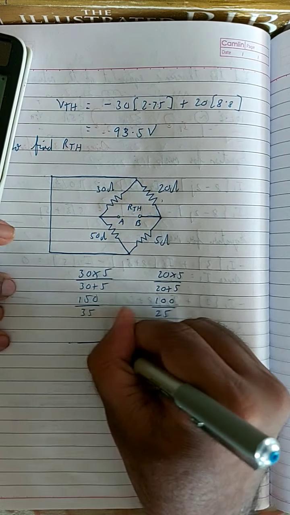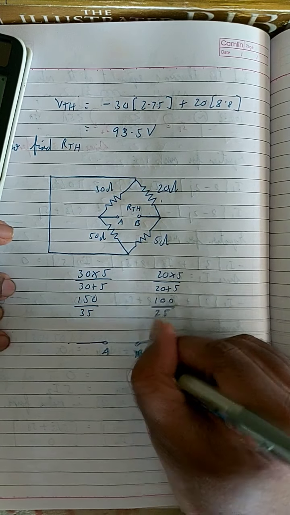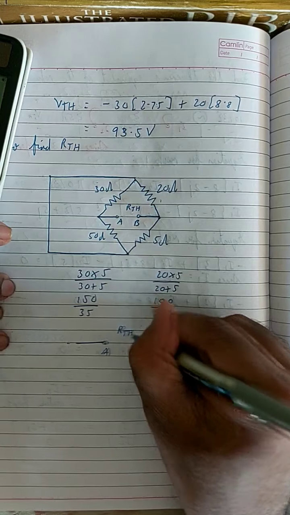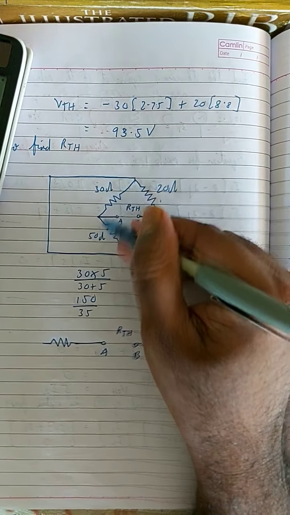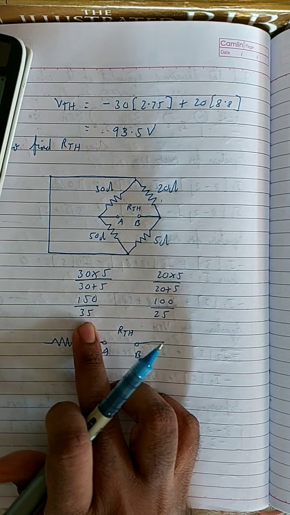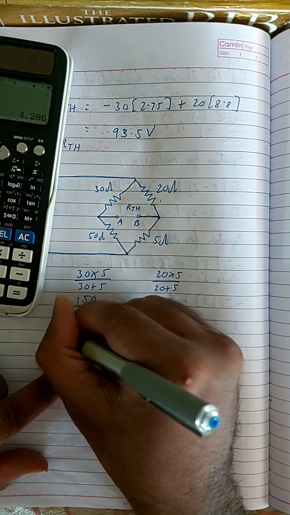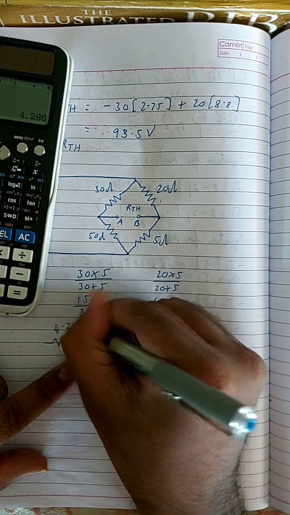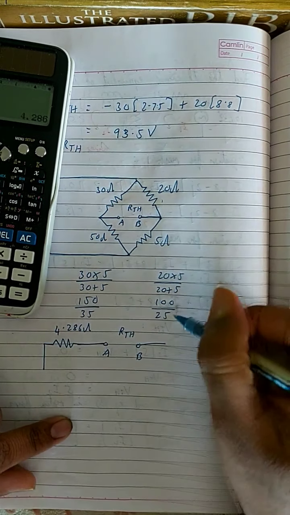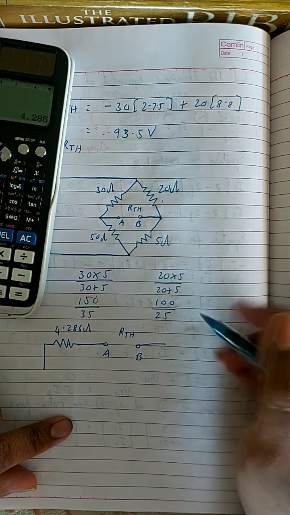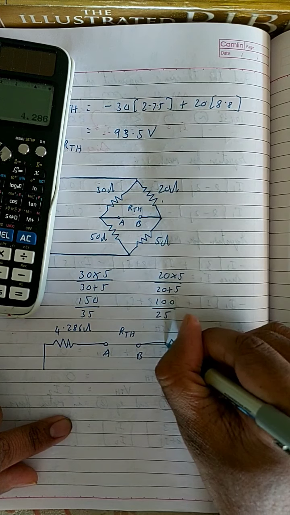So let me change the circuit. Now I have a circuit over here, A, another terminal called B, and this is my RTH, and the one resistor over here is the combination of these two resistors. That resistor is 150 by 35, which is 4.286 ohms. And what about the other resistor? The other is 100 by 25, which is 4.